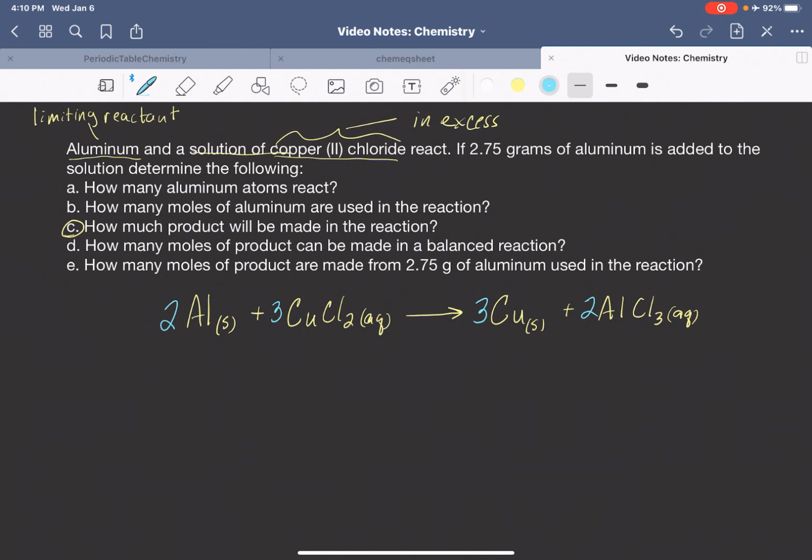So let's see what we got here. How much product will be made in the reaction? Okay. We have 2.75 grams of this. Let me get a different color just to keep everything separate for you. The question is asking us how many grams of product is made. Well, that's a product, and so is this. So we actually have two parts to C. There are really two things we're trying to answer for in C.